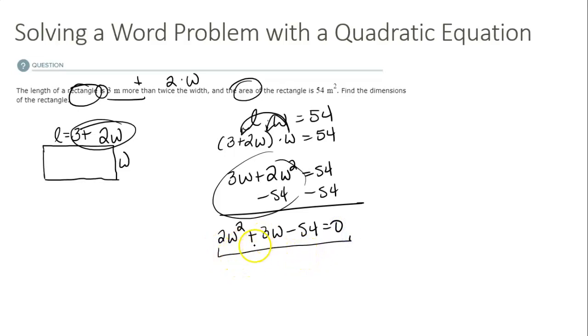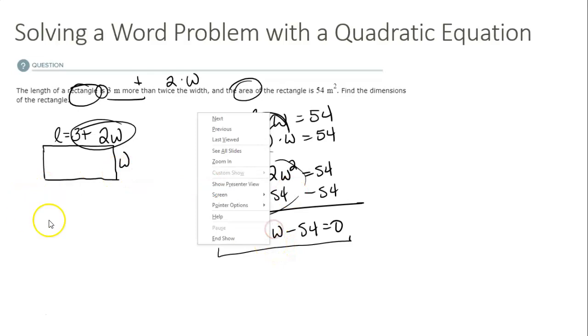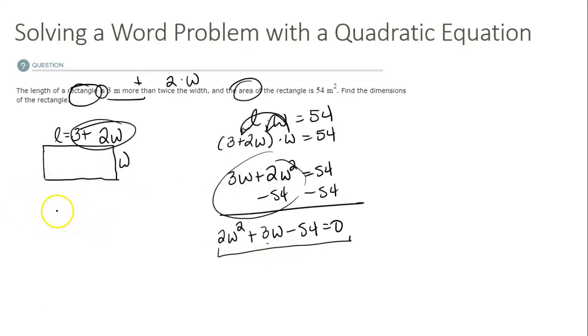There is no GCF for 2, 3, and negative 54, and not all of the terms have a w, so I'm ready to jump straight to my factor tree. Negative 54 times 2 is negative 108. I'm looking for two numbers that multiply to be negative 108 and add to 3. Goodness. All right, so I just start going up my list.